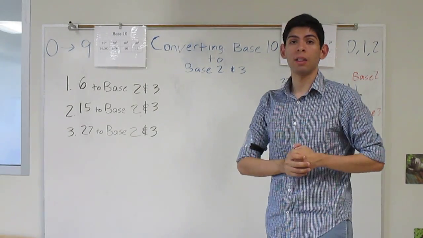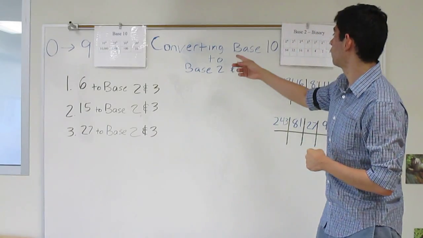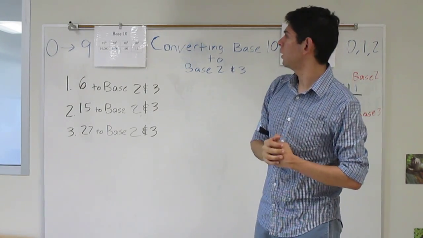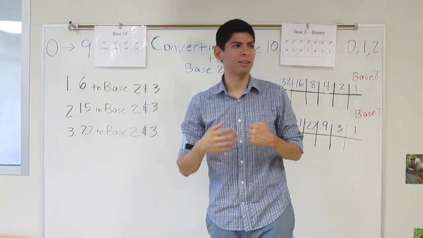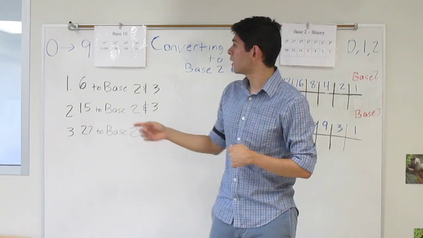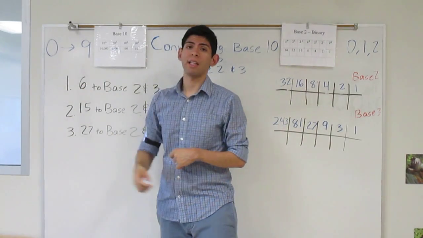So today in math, we'll be learning about a new subject, converting base 10 into base 2 and 3. Now, you might probably be asking yourself, what's base 10? Well, base 10 is our decimal number system that we use every day. And it uses the numbers 0 through 9, and it repeats itself.